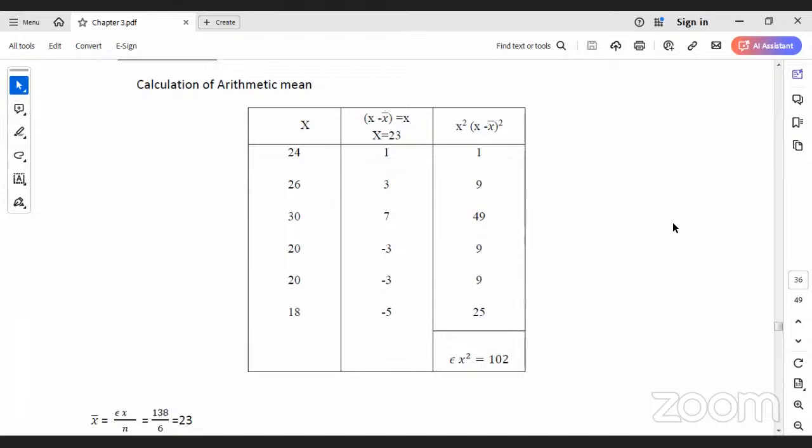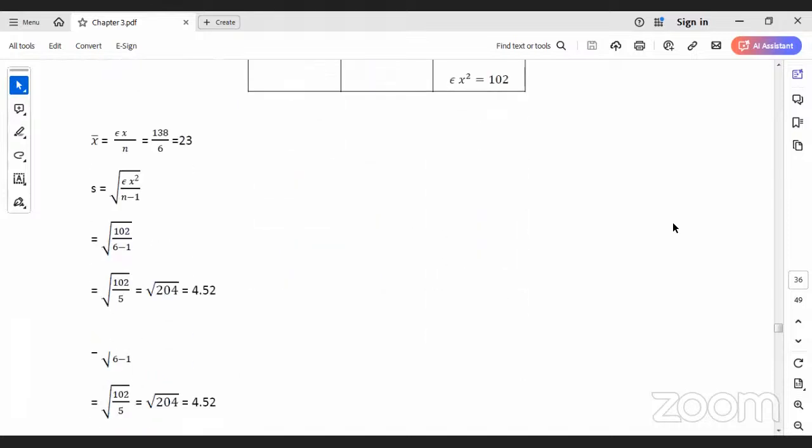So x square, that is 1 square 1, 3 square 9, 7 square 49, minus 3 square 9, minus 3 square 9, minus 5 square 25. Sigma x square is equal to 102. So here S is equal to under root 102 divided by 6 minus 1. So 4.52 is the answer.